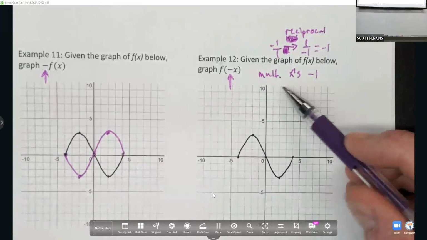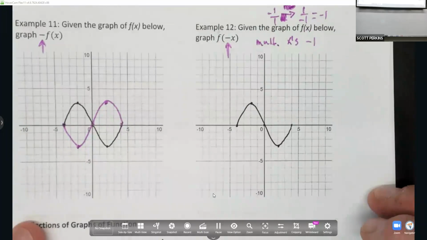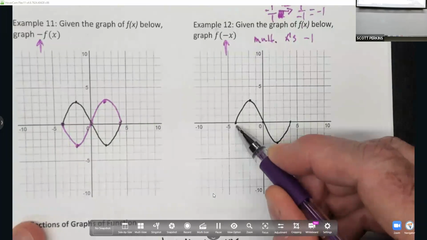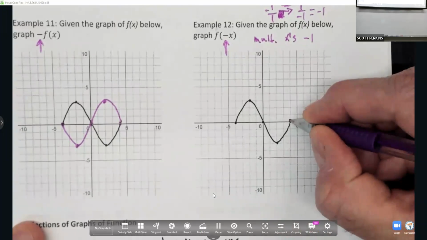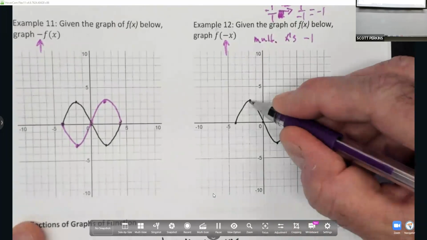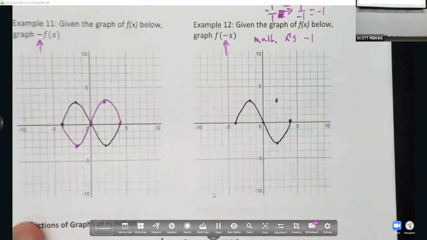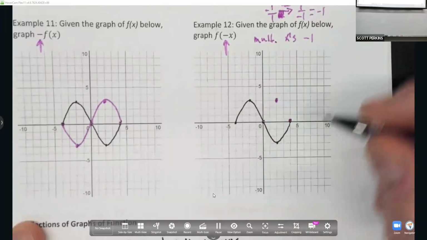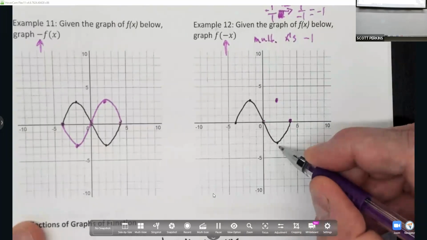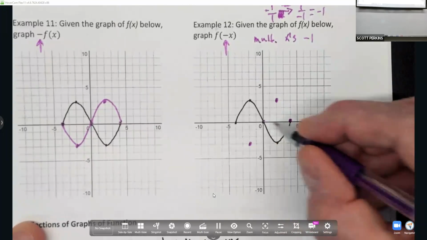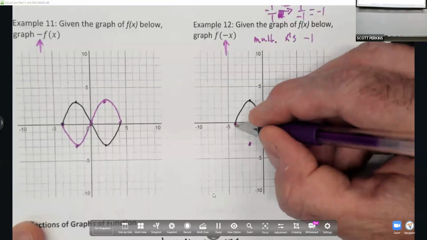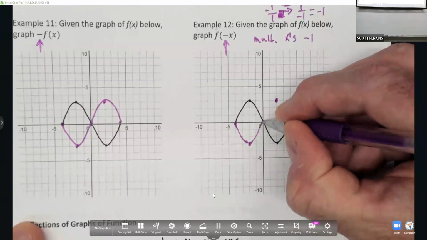So this means I'm going to multiply all the x's by -1. So this x right here, that's -4, becomes +4. This x right here, that's -2, becomes +2. 0 stays 0. This x that's +2 becomes negative, and this x that's +4 becomes negative. And so this time we flip all the x's.